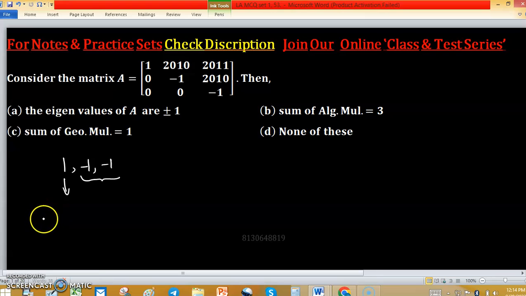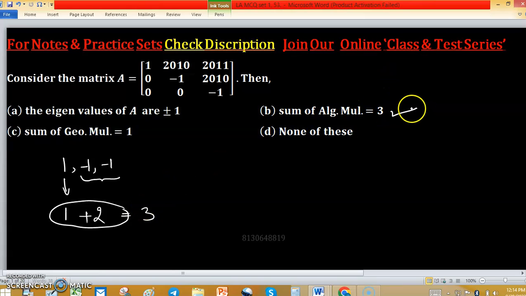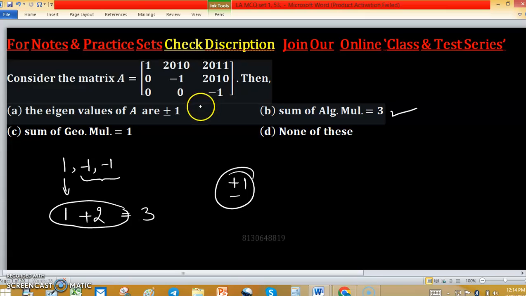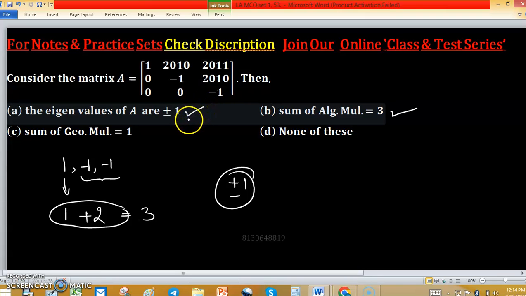So the algebraic multiplicity of 1 is 1 and the algebraic multiplicity of -1 is 2, and the sum of algebraic multiplicities will be 3. So option B is correct. The eigenvalues of A are either +1 or -1. These are the only two eigenvalues. So option A is also correct.